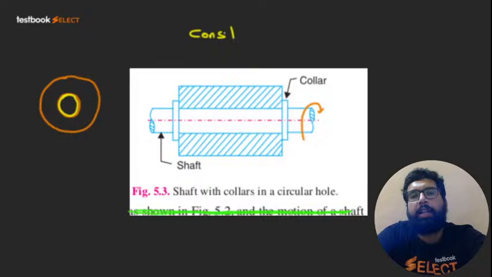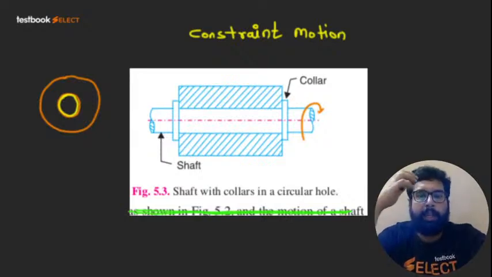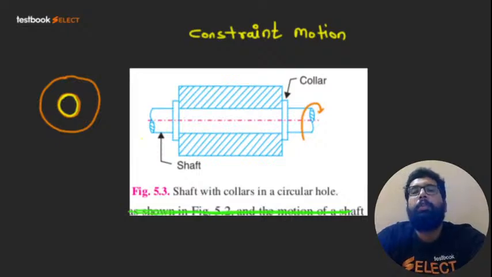So this is definitely constrained motion. Now I want to ask you, is it completely constrained or incompletely constrained? See, beta, we need to learn the things from two-dimensional orientations, right? So this is definitely a constrained motion.